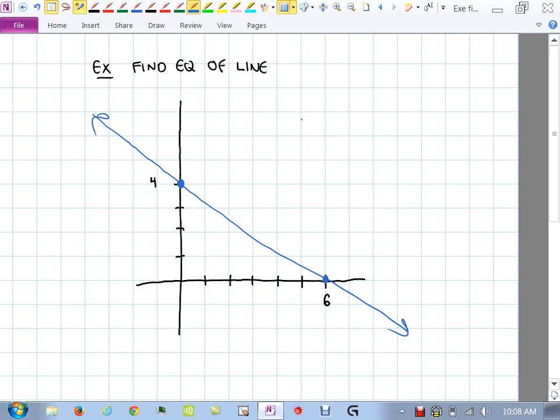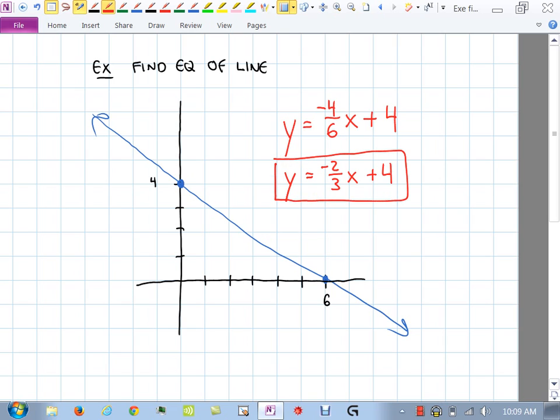So my equation is y equals -4 over 6x plus, right, plus what? 4. Now we would reduce that fraction. We wouldn't leave it as -4 over 6. We'd put -2 over 3x plus 4. Do you see that from the picture? You can sometimes recover the equation.